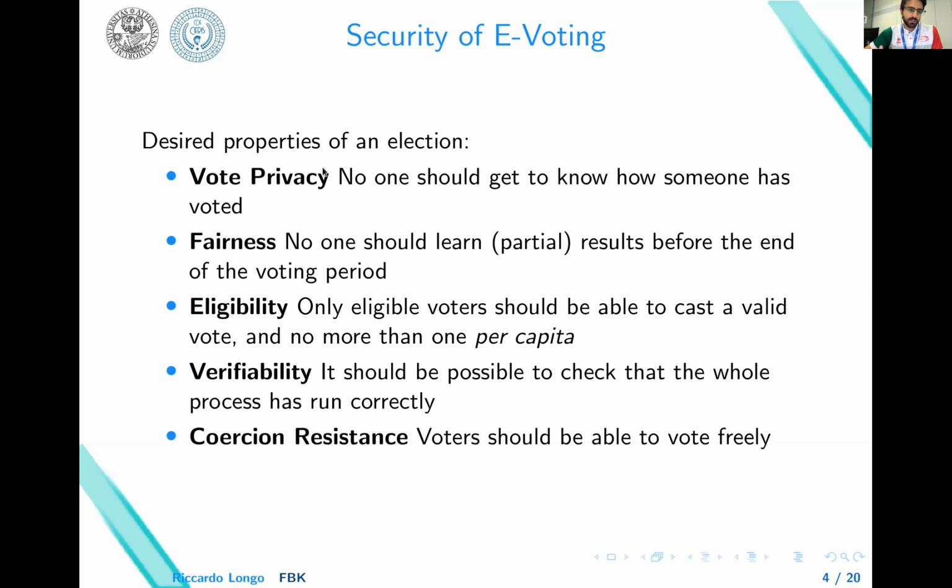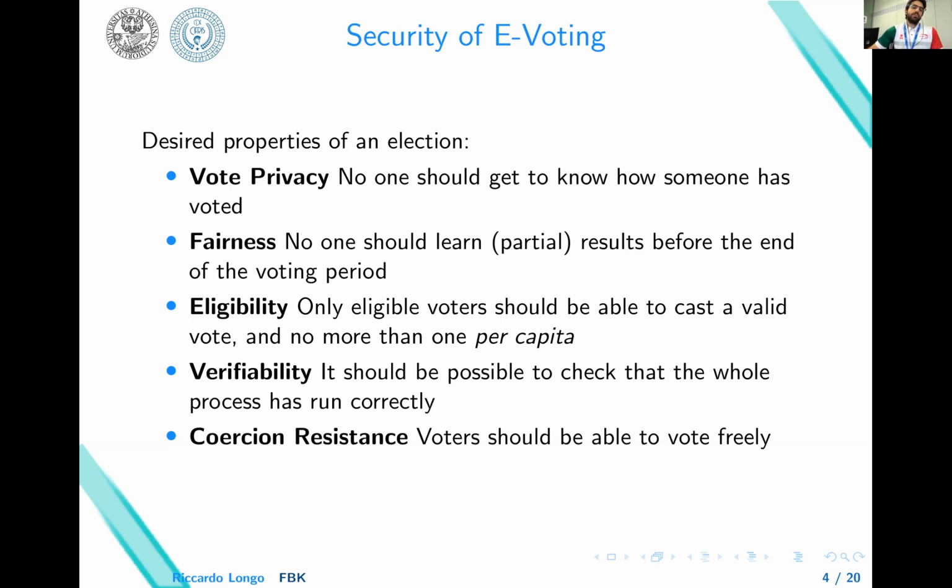Of course, the other very important property is eligibility. We want that only eligible voters should be able to cast a vote that will then be counted. And most important, we want that no one should be able to vote more than once. So we want to enforce the rule, one head, one vote. That is a classic staple of democracy.